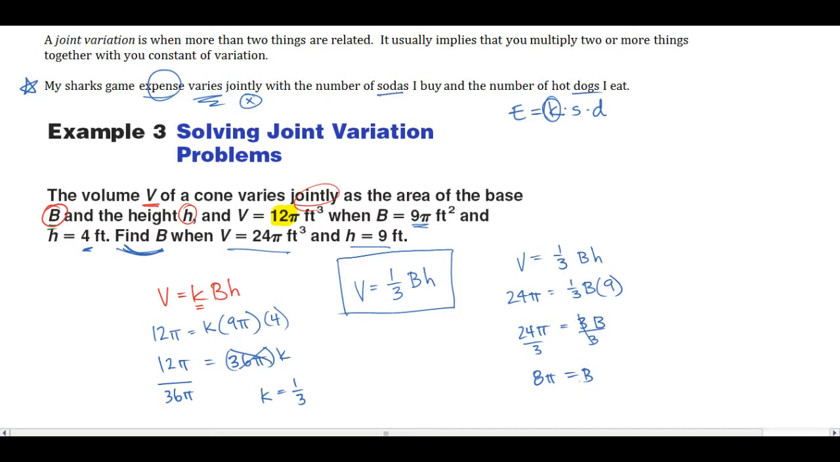Now we got to be a little careful. This is all in feet, so let's make sure that we call that the area should always be in feet squared. So I will say that the area of the base is 8 pi feet squared, and I will have that completed. Beautificent, right? That's what we were looking for in example 3.